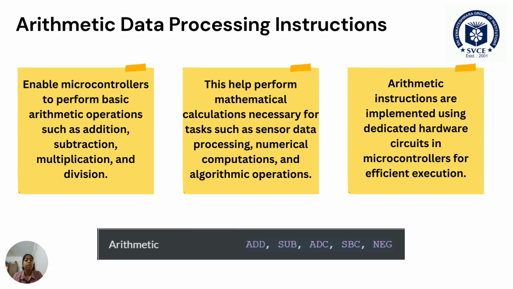The first one is arithmetic data processing instructions. These are instructions used to manipulate numerical data in microcontrollers. They enable the microcontroller to perform basic arithmetic operations such as addition, subtraction, multiplication, and division. Arithmetic data processing instructions help perform mathematical calculations necessary for tasks such as sensory data processing, numerical computation, and algorithmic operations. Arithmetic instructions are implemented using dedicated hardware circuits in microcontrollers for efficient execution.